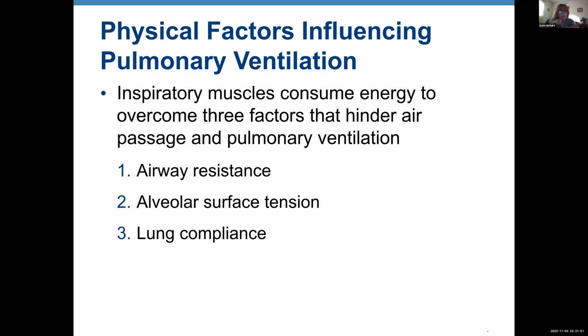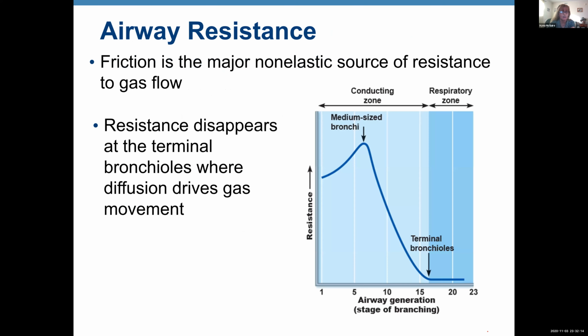So your muscles contract, right? Your respiratory muscles, including your diaphragm and external intercostal muscles, need to overcome airway resistance, alveolar surface tension, and lung compliance, right? Those are factors that influence your pulmonary ventilation. So let's look at each of these factors.